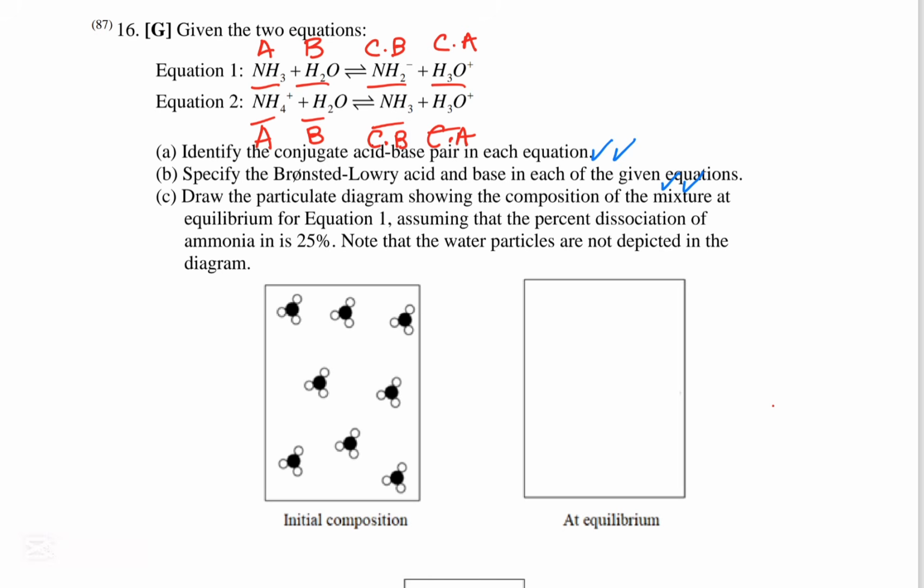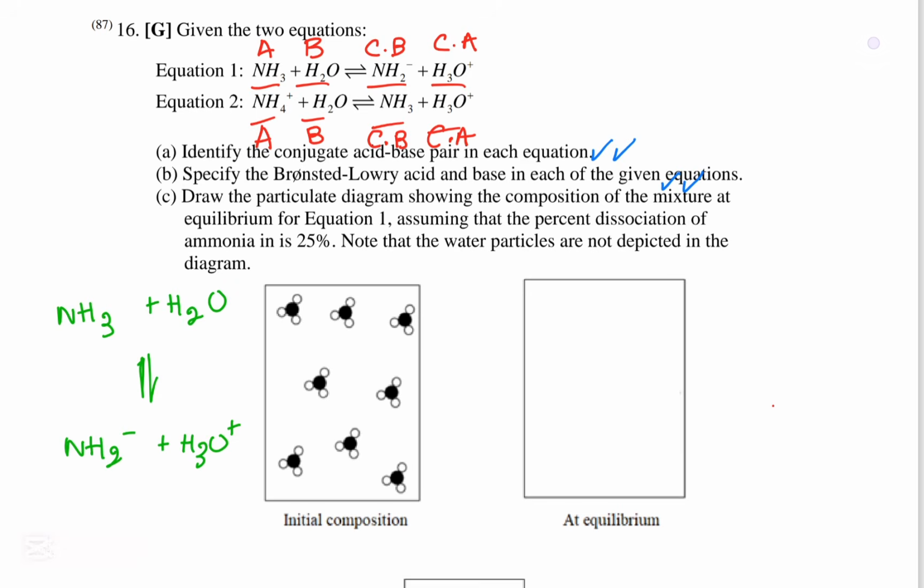Note that the water particles are not depicted in the diagram. So they're talking about equation 1, right? What's happening in equation 1? We have NH3 plus H2O. What happens to my NH3? It will turn in equilibrium, of course. Don't forget that you're dealing with equilibrium. It will turn into NH2 minus and H3O plus.